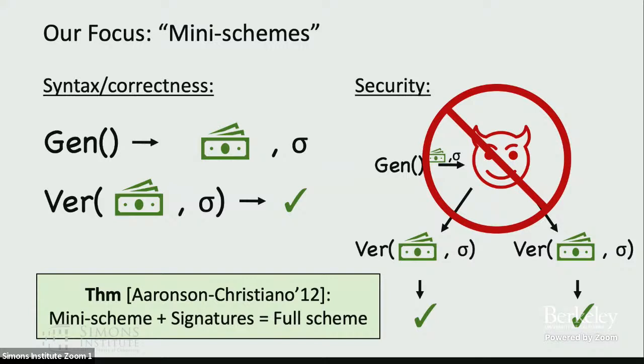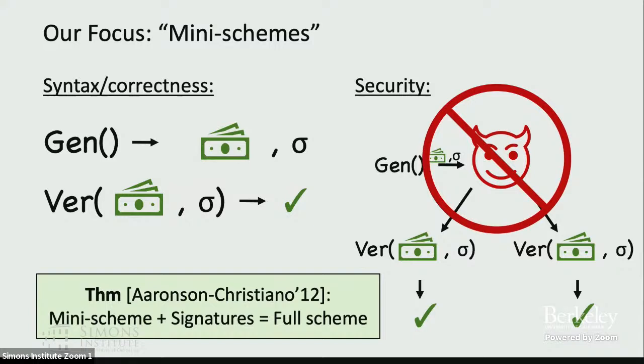So what is a mini-scheme? There are two algorithms. There's a Gen algorithm that samples a banknote and a serial number for that banknote. You can think of the serial number as a public key, and I might call it that as well. And Ver is the verifier, which takes as input a supposed banknote and the serial number, and either accepts or rejects. We have the obvious correctness requirement that an honest banknote and serial number pair output by Gen should verify.